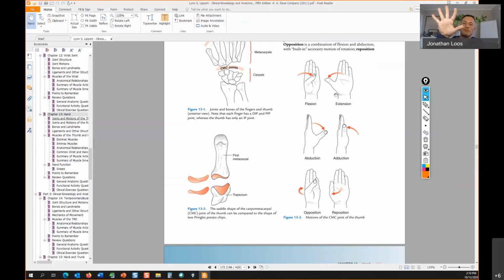So if my fingers come in towards midline, this would be adduction of the fingers and abduction of the fingers. And you would think that the thumb kind of following suit would be the same, that this would be abduction. Well, it's not. This is actually flexion, and this is extension of the thumb. And abduction and adduction would be more what you would think of as flexion and extension. So that would be adduction and abduction. So the thumb gets this weird aspect.